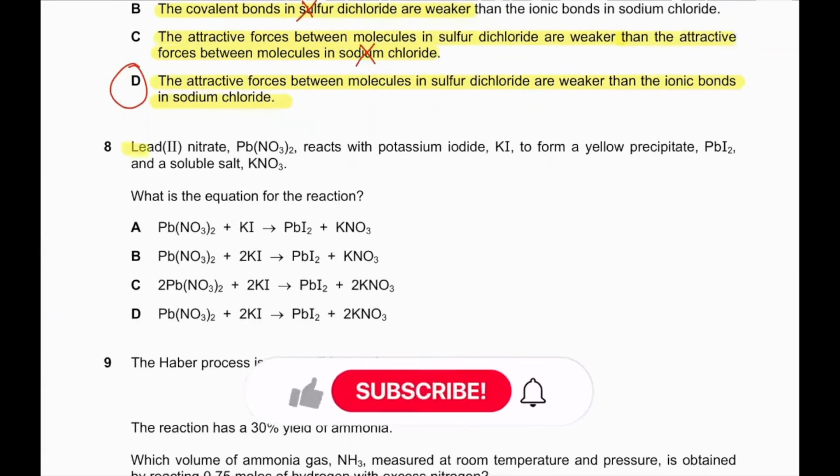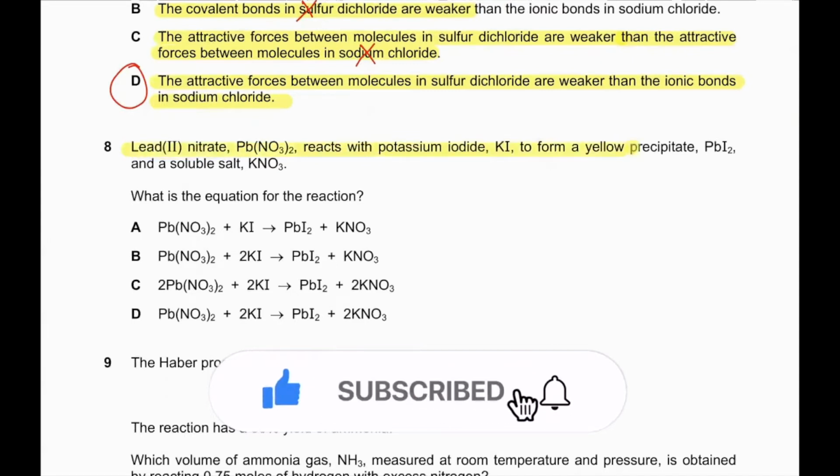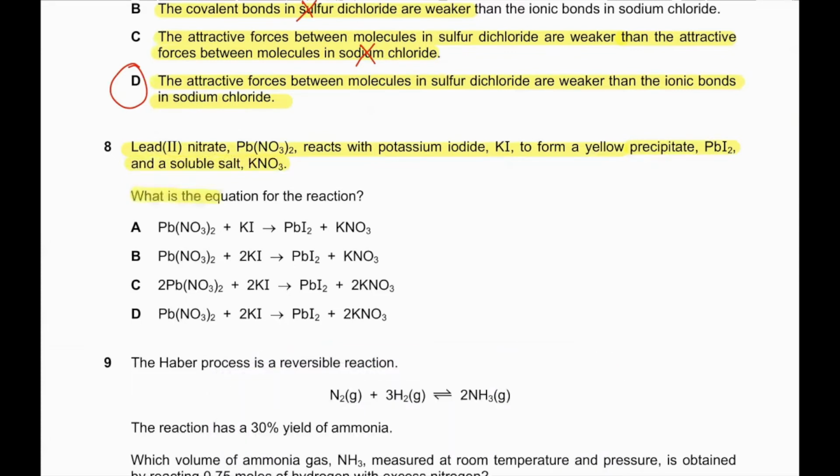Question 8. Lead(II) nitrate reacts with potassium iodide to form a yellow precipitate PbI2 and a soluble salt, potassium nitrate. What is the equation for the reaction? Now, lead nitrate can react with potassium iodide to produce PbI2. Guys, this reaction is wrong because 2 iodine are needed and only 1 iodine is supplied. So this is the wrong equation.